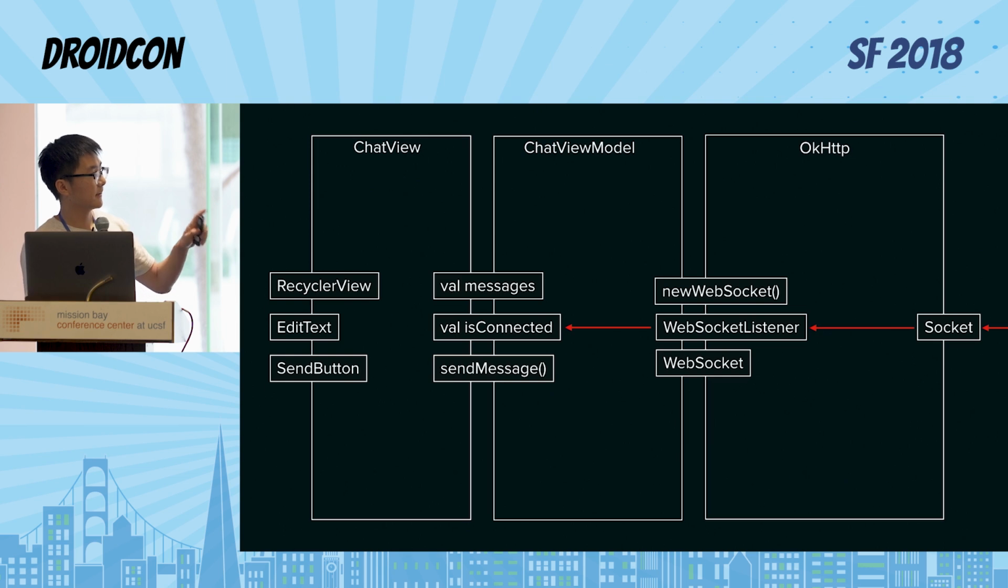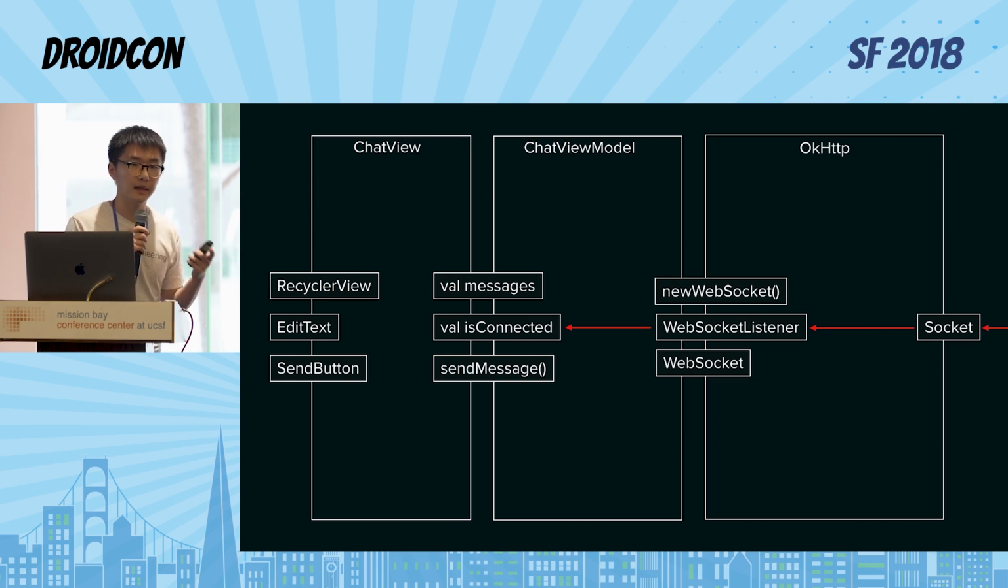the view model gets a callback from the WebSocket listener, and it updates the isConnected live data to be true, which then enables the send button. And when we receive an incoming message from the other user, the view model will receive the message from the WebSocket listener, and then it will update the message live data so that the recycler view will have the new message.